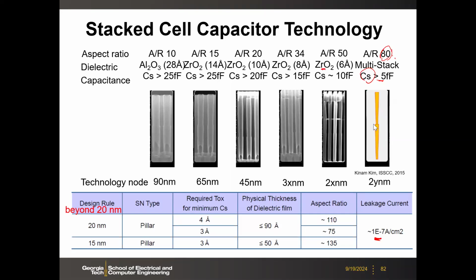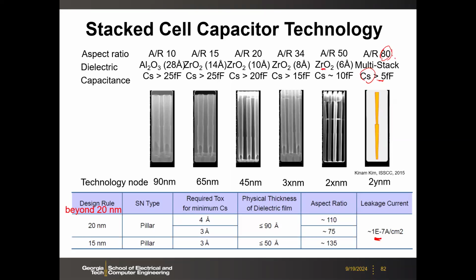And then this requires the EOT of the dielectric to be about 3 to 4 angstrom in terms of the equivalent oxide thickness. And then the leakage current needs to be maintained very low, below like 1e-7 ampere per centimeter square. So this is the cell capacitor, which is one part of the DRAM structure, right?